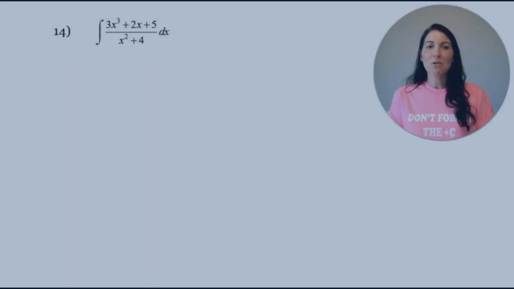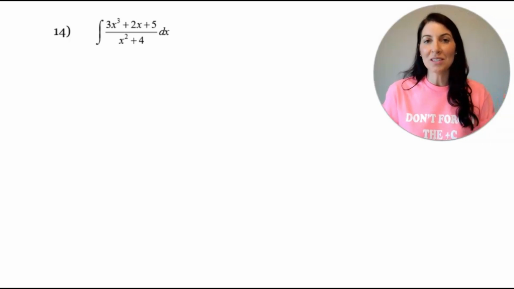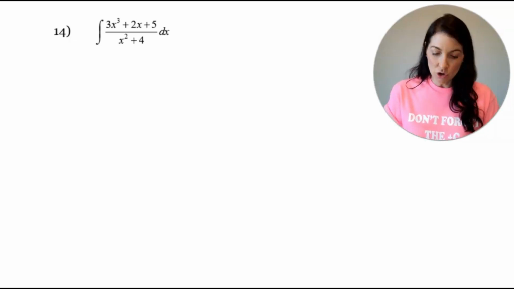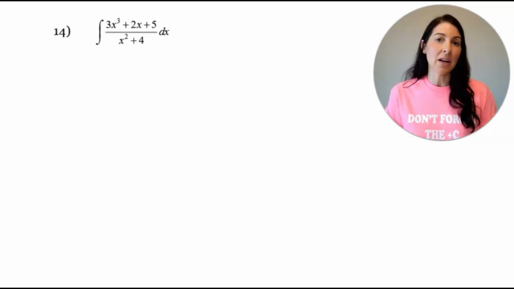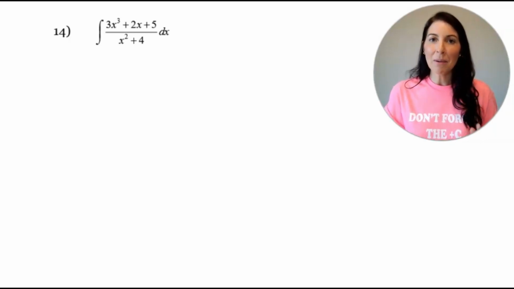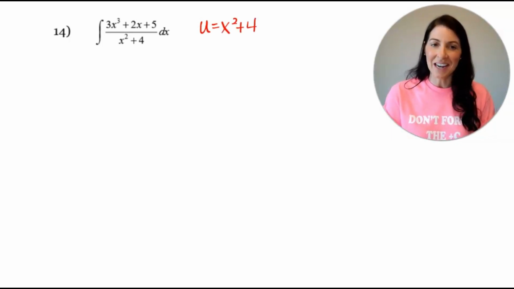So we're moving on to question number 14. We have the integral of 3x cubed plus 2x plus 5, all divided by x squared plus 4. Now, one U-substitution strategy is to make the denominator be the u. Now, that's not what we're actually going to do in this problem. I'm going to show you what it would come out to be, and I'll write it in red because I'm going to end up erasing this or crossing it out.